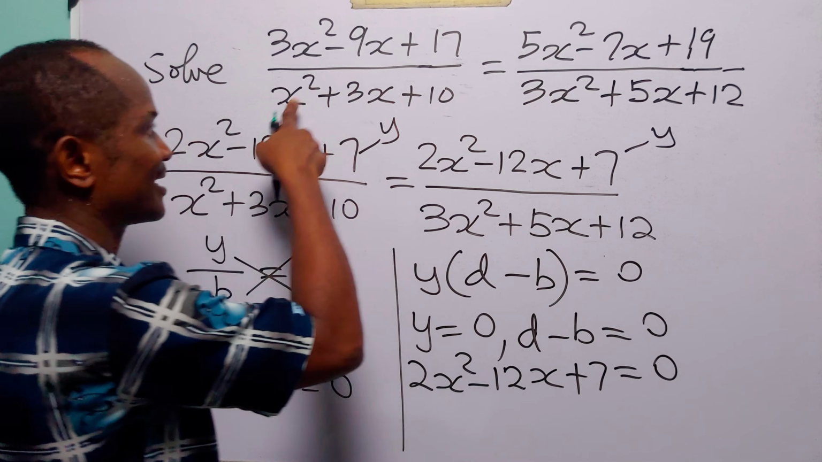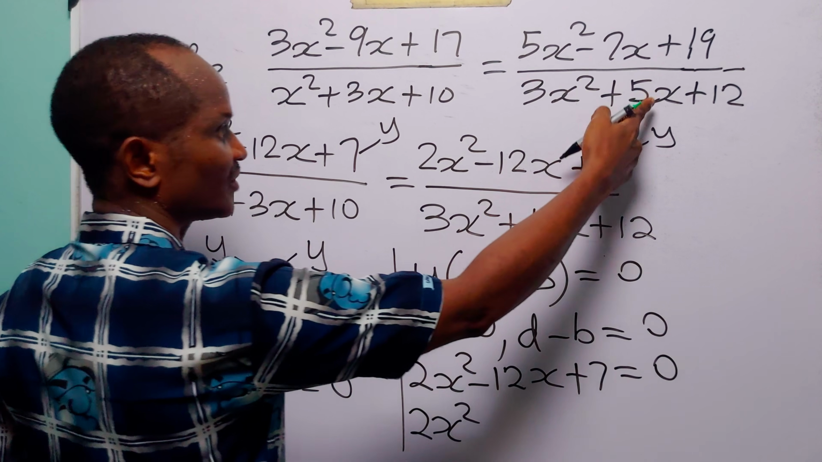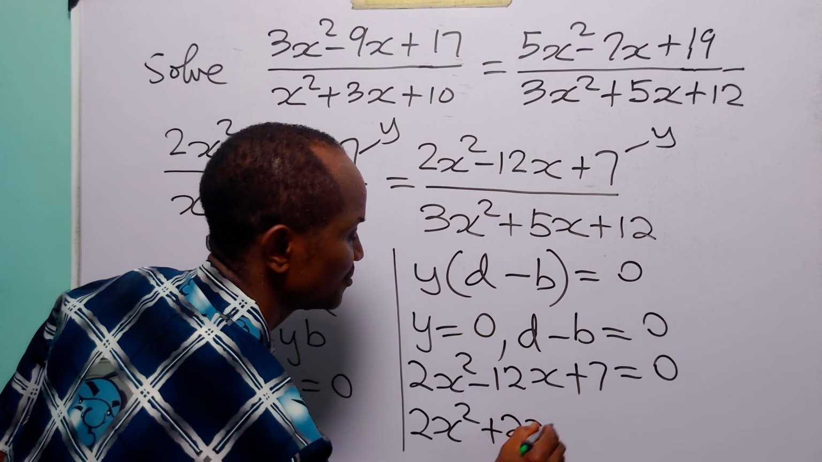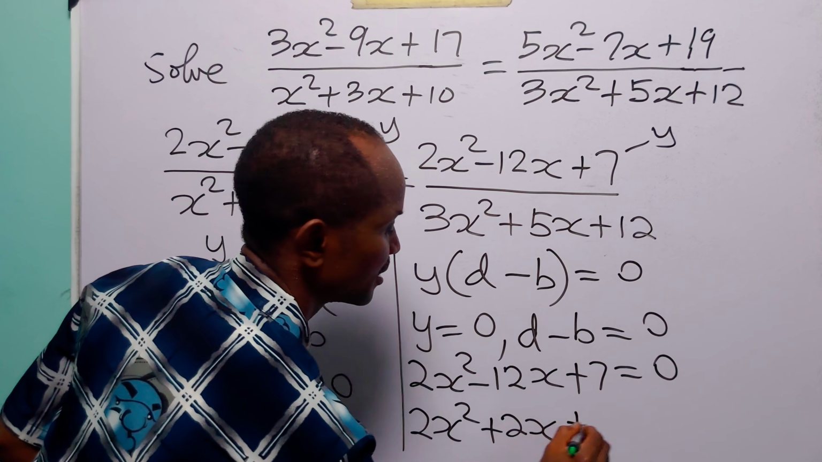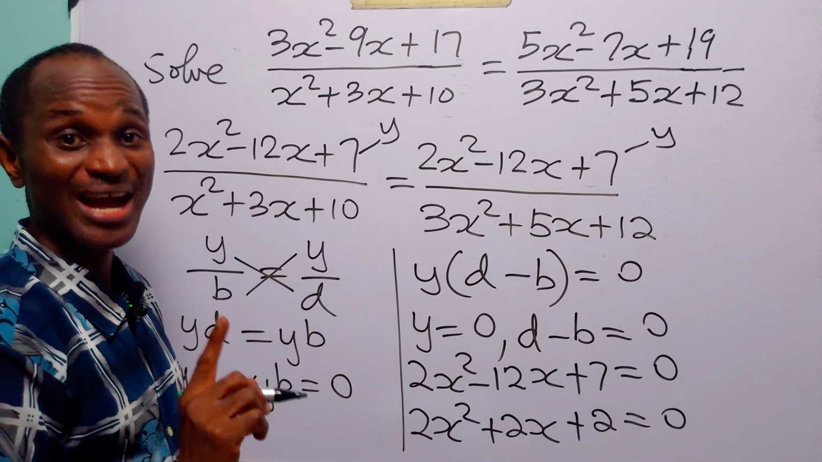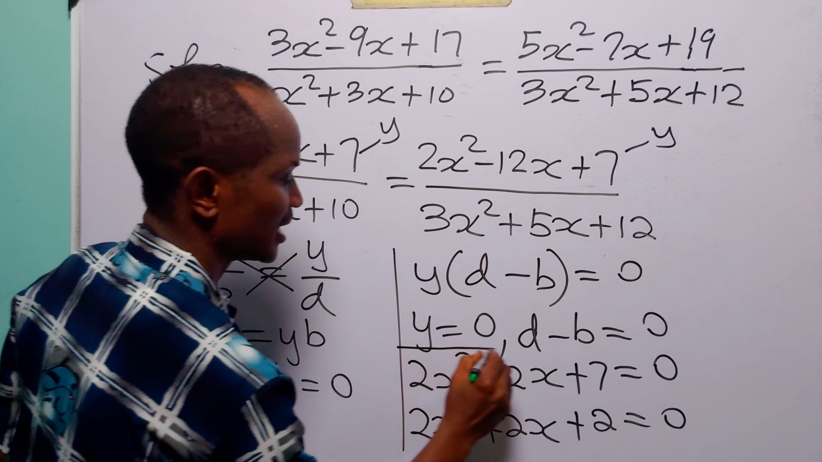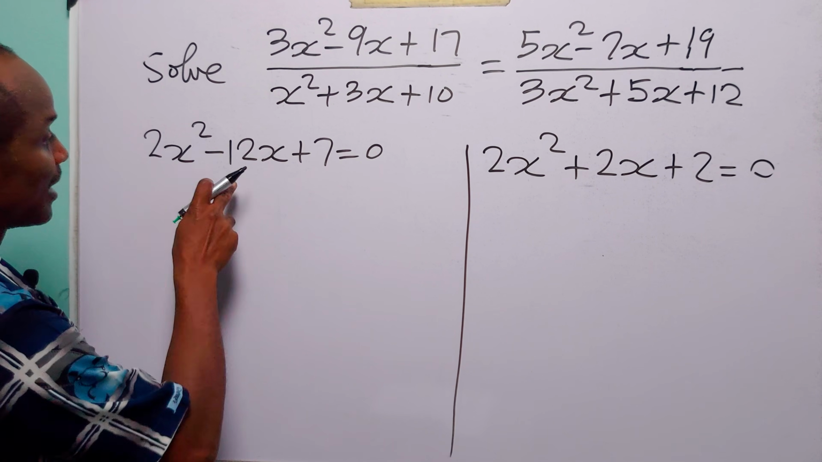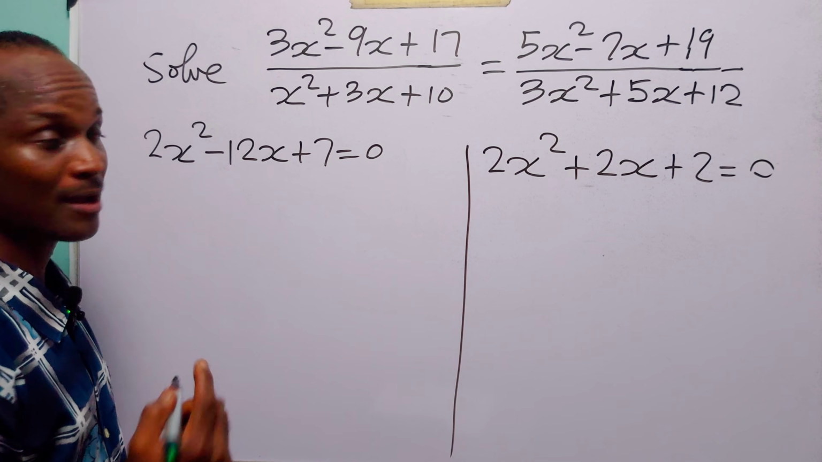So 3x squared minus x squared is going to give us 2x squared. 5x minus 3x is going to give us 2x. And 12 minus 10 is going to give us 2. And this is equal to 0. So to find all the values of x that satisfy this rational equation, we simply have to solve these two quadratic equations. Now, we cannot solve this quadratic equation by factorization, so let us solve by completing the square method.